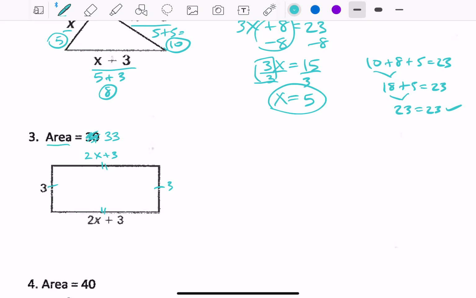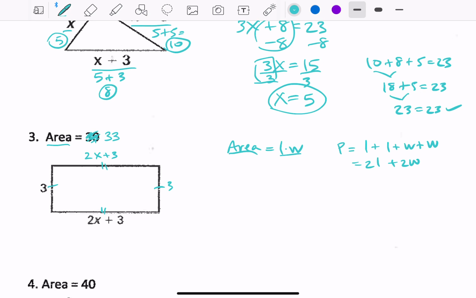Notice though, this is area, not perimeter. So what's the area of a rectangle? The area of a rectangle is length times width, right? You multiply the length times the width. The perimeter, right, is just length plus width plus length plus width, or some people might write 2 times the length plus 2 times the width. You see it both ways. But we're working on area. We need this formula. So length times width.